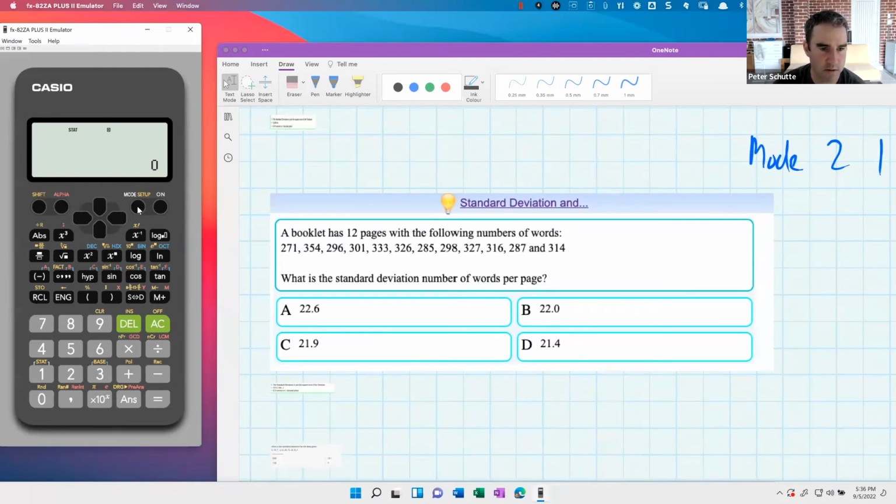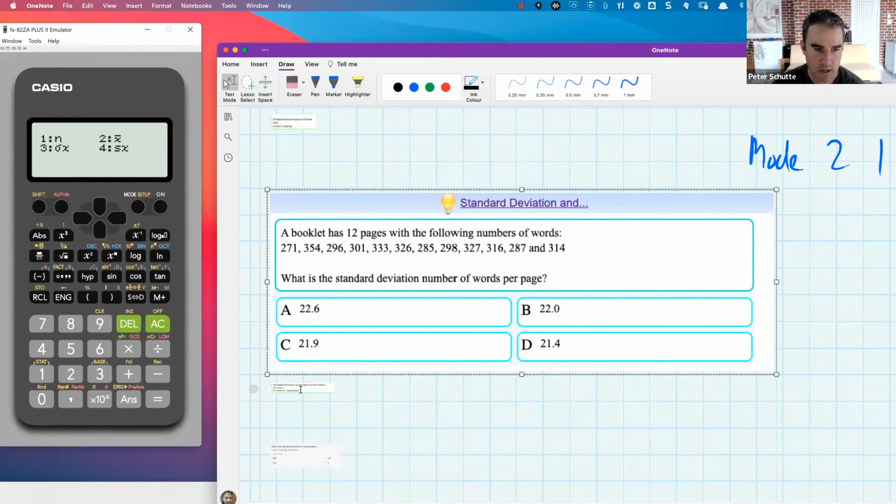Okay, so just to remind everyone, we would go mode, then 2, and then 1, and you have to put your data set into your calculator. Obviously I'm not going to have time to do that right now, but 271 and then 354, and you go through that process, and then once you've done that, you go shift stat, so shift stat, and then 4, and then you choose one of those. I'm lucky though that I do have the answer here, so I'll reveal that in a moment.